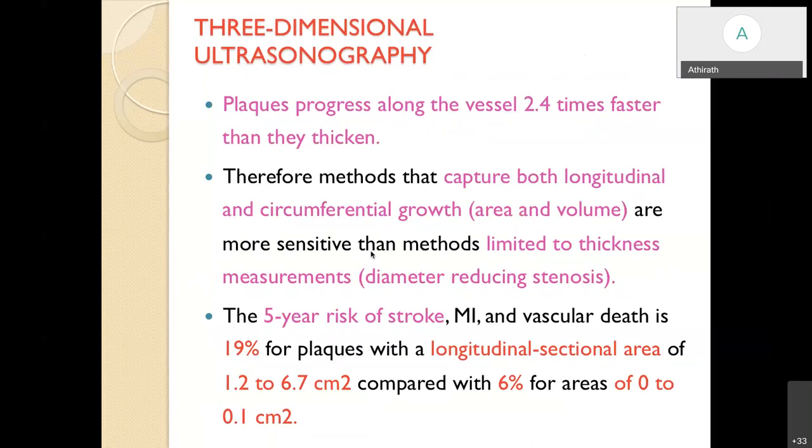Why we need to know about this is that the five-year risk of stroke or other complications is about 19% when the longitudinal cross-sectional area of the plaque is 1.2 to 6.7 centimeters square, compared to 6% when the area is about 0 to 0.1 centimeters square.